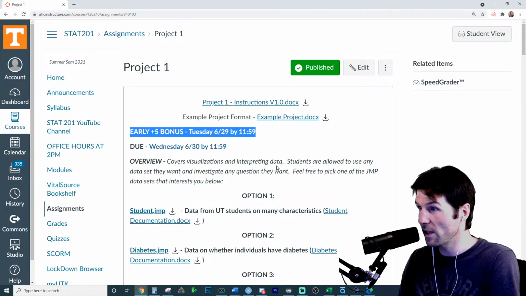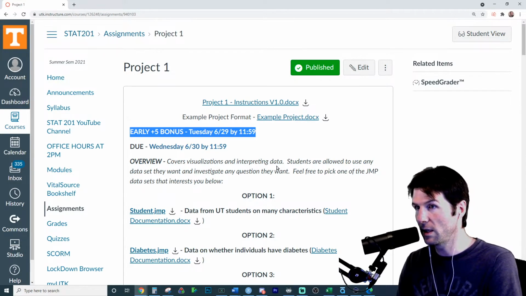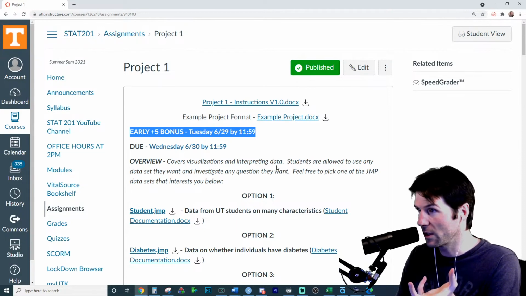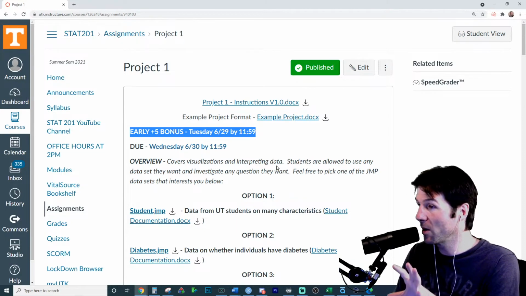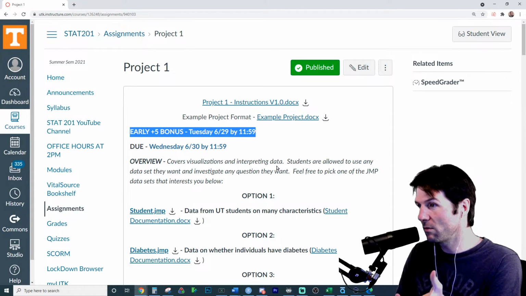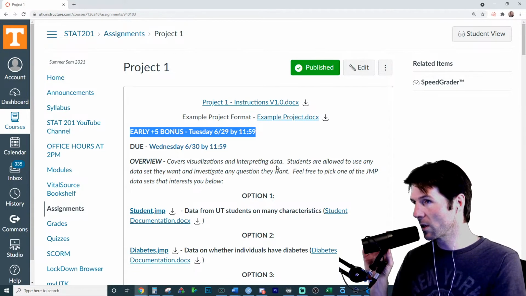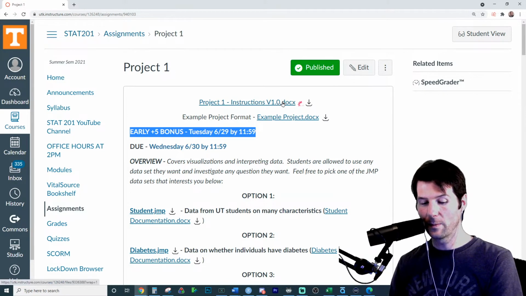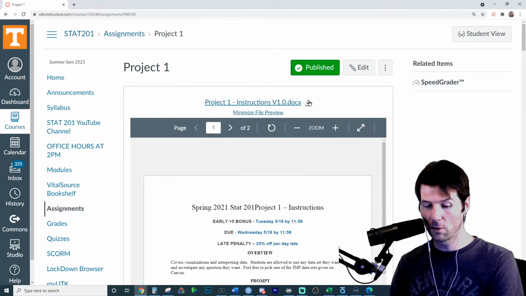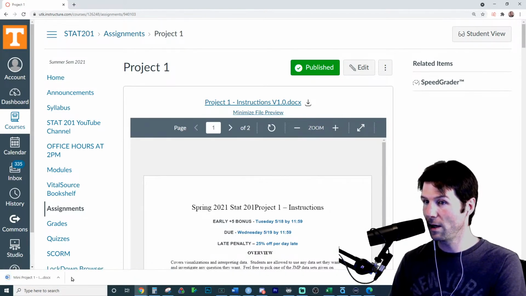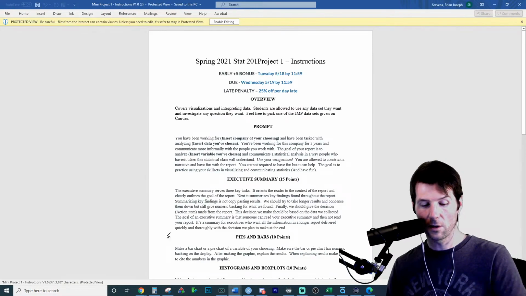So you will be doing visualizations mostly on this. Students are allowed to use any data set they want. If you have a data set you're really excited about, which a few students have had, you can be like, hey, Brian, I want to use this data set. You might send me the data set to make sure it works, but the project is meant to kind of cover how to use sampling and how to do visualizations. So let's take a look right here.